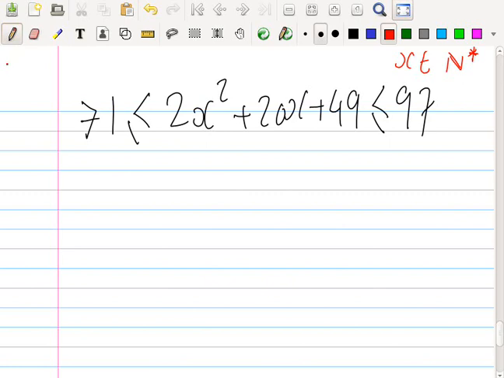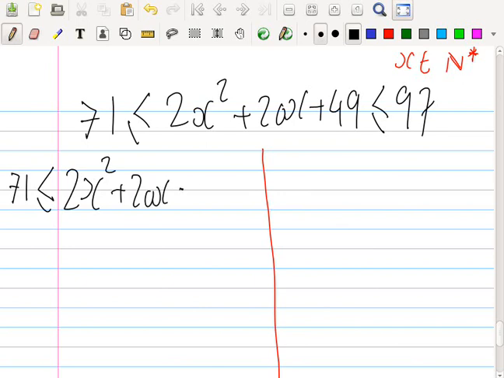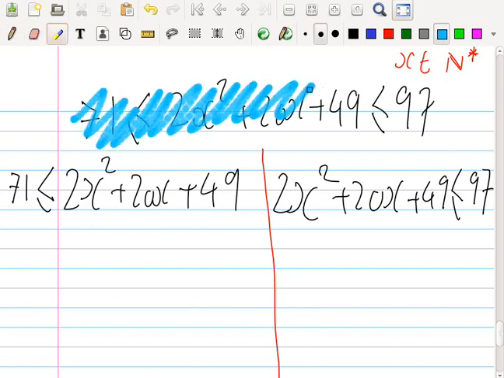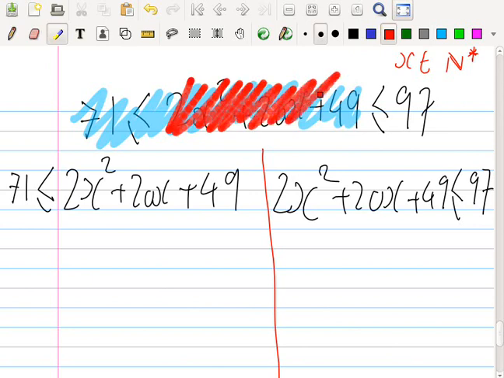Okay. Here, I really do need to separate into two problems. So the first one is 71 less than or equal to 2x squared plus 20x plus 49. And then the second problem, 2x squared plus 20x plus 49 less than or equal to 97. So I've split them into two. There is the problem on the left, and then in red is the one on the right.